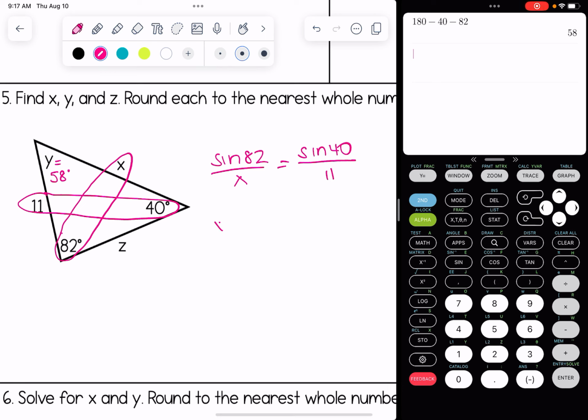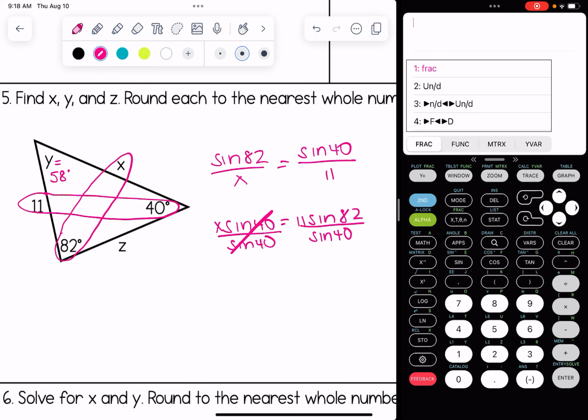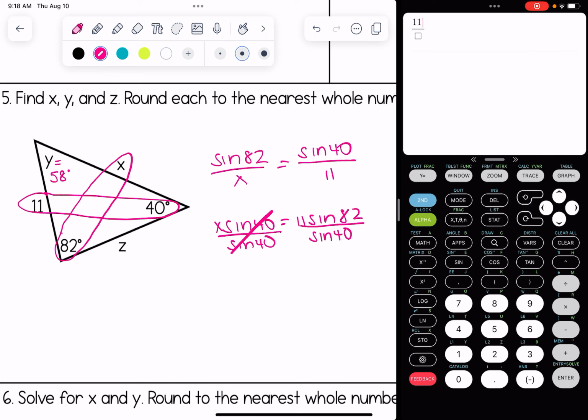We're going to cross multiply and divide. All right, typing this into our calculator. So 11 sine 82 over the sine of 40. And to the nearest whole number, I get that x is 17.